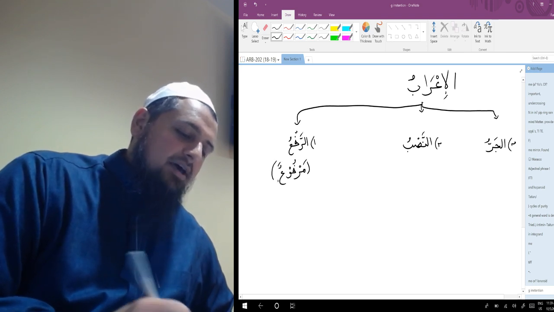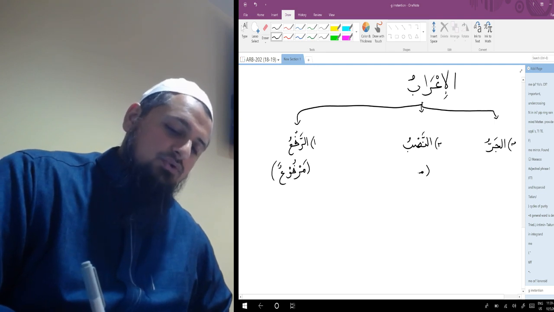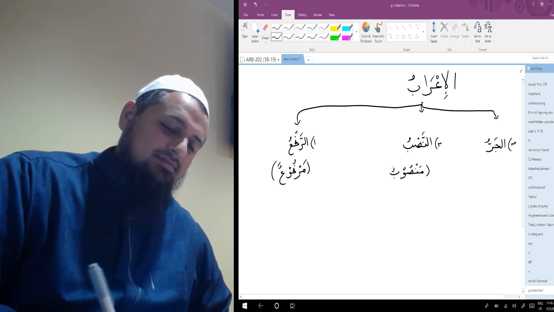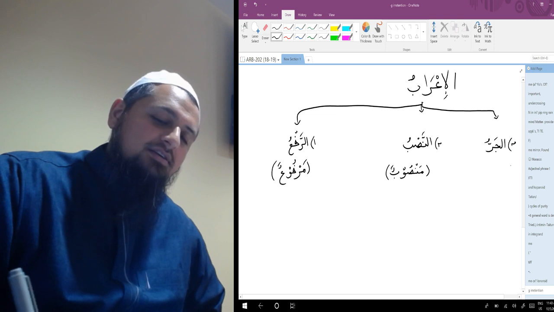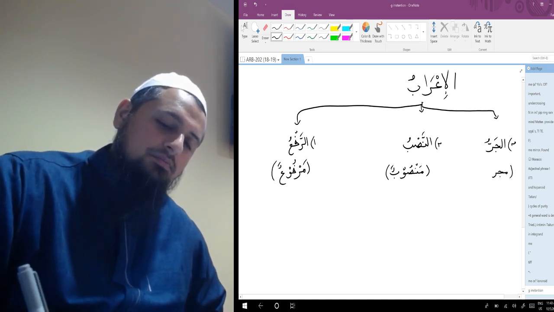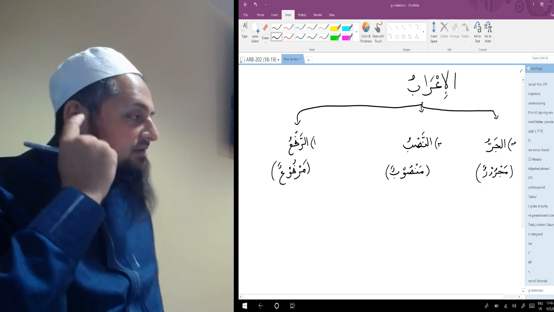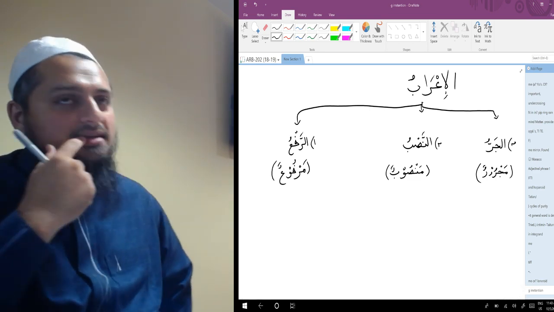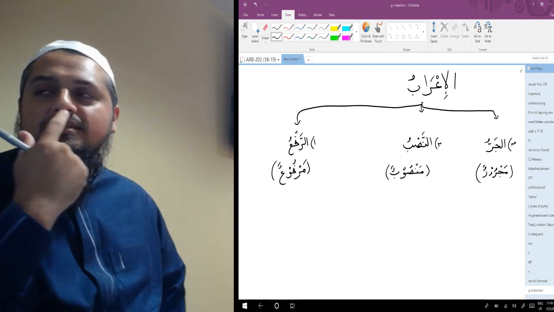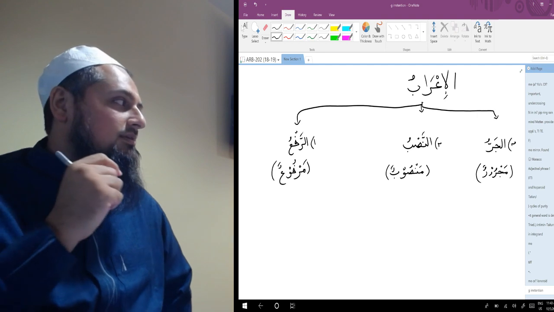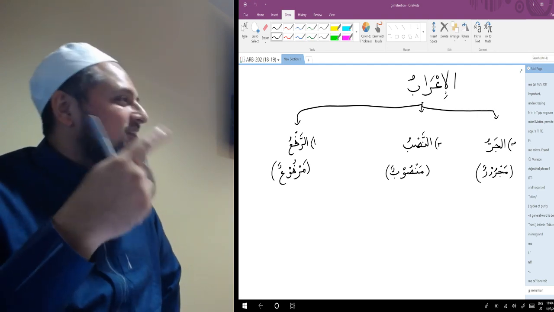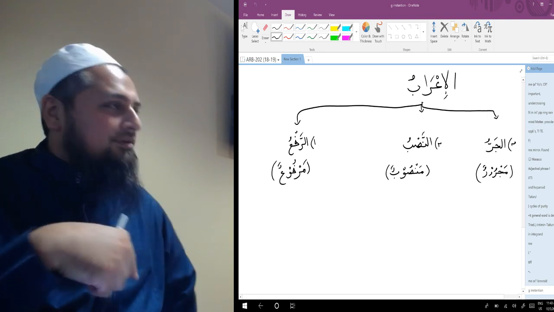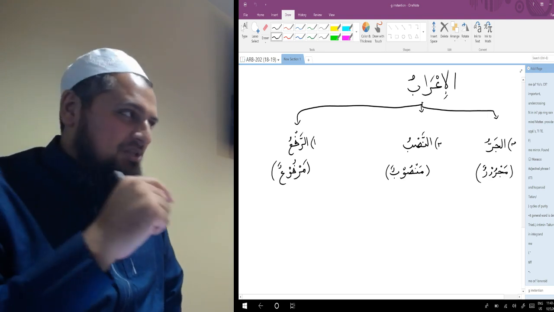If something is in the grammatical state of nasab, it's mansubun. And if something is in the grammatical state of jar, it's called majrurun. Alright, so you have rafa', nasab, and jar. If something is in the state of rafa', it's marfu'. If something is in the state of nasab, it's mansub. If something is in the state of jar, it's called majroor. These are words that you should become familiar with: rafa', marfu', nasab, mansub, jar, majroor.